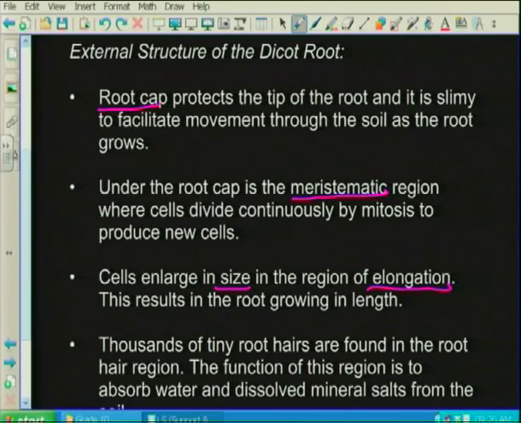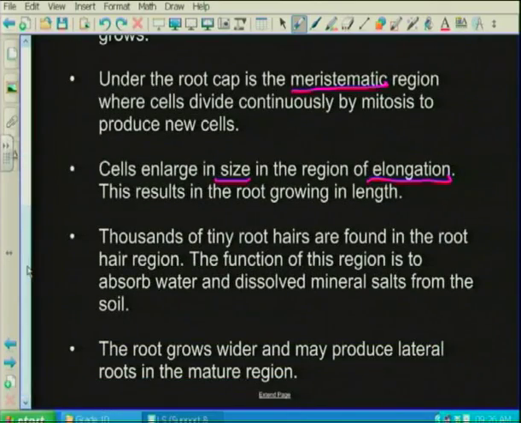Then you enlarge in size in the region of elongation. This results in the root growing, and then the root hair region to absorb water and dissolve mineral salts. And then the root grows wider and may produce lateral roots in the mature region, which is just behind that.